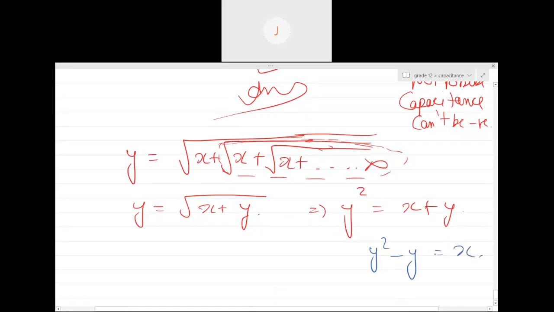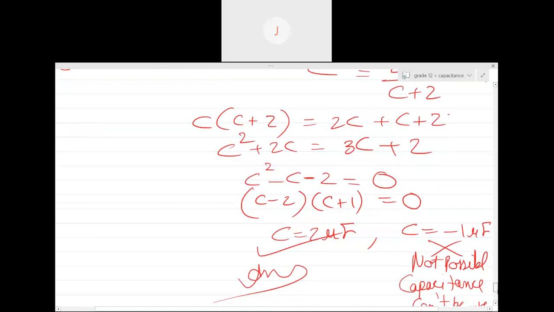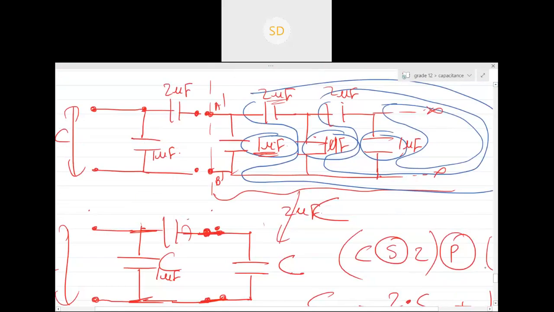Such questions, they won't ask us to find charge and all. No, they will not. They will just give you normal capacitance find-out questions, or they may ask you questions like this.